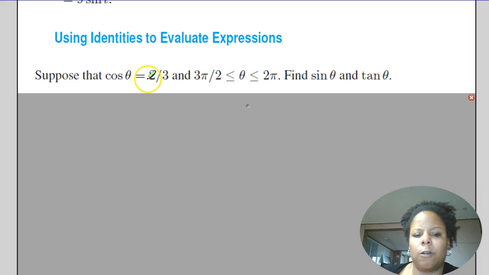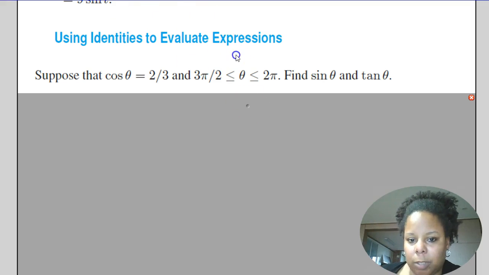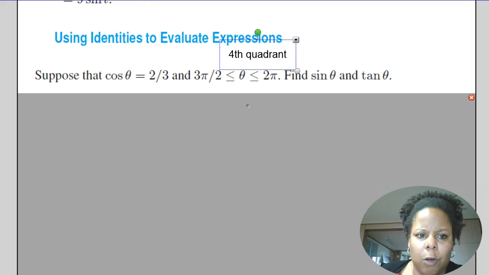So suppose they say cosine of theta is 2 over 3, and they want us to find sine theta and tangent theta, where theta is in between 3 pi over 2 and 2 pi, which we all know is the fourth quadrant. Okay, so how do we go about using identities to help us?